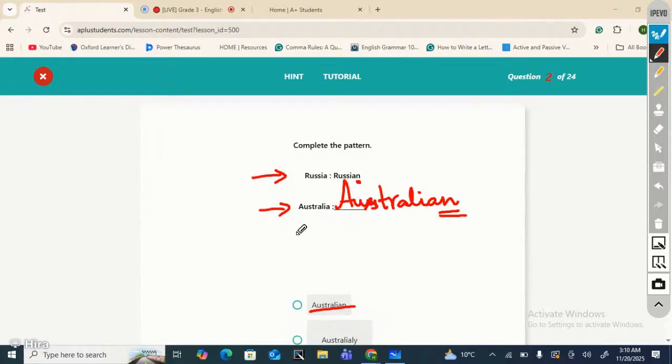Australian. Same suffix. So both words behave the same way, act the same way. And a person who lives in Australia is called an Australian. So they share the same meaning as well because they have the same suffixes, word pattern. They act the same way.